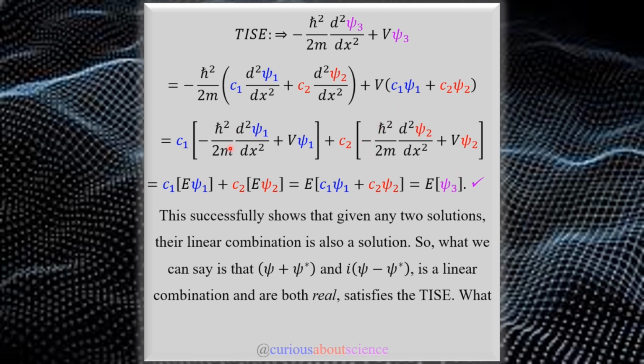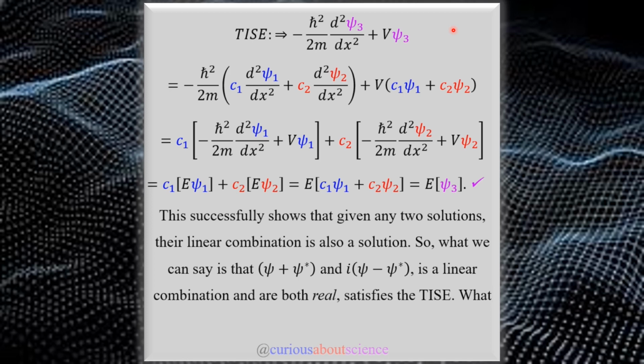So since these are permissible solutions, we know that this yields E times psi 1, and this yields E times psi 2. Fascinating, isn't it? Notice how both of them have a factor of E in it, so factor that out, and then you're left with c1 psi 1 plus c2 psi 2, which is the exact thing that we defined to start with as the linear combination. So this results in E psi 3, which verifies that this satisfies the time-independent Schrödinger equation. This is fascinating. The fact that you get to recover the equation by a linear combination is amazing.